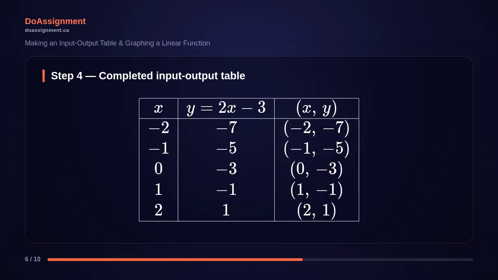Here is the completed table. The 5 ordered pairs are -2, -7, -1, -5, 0, -3, 1, -1, and 2, 1.